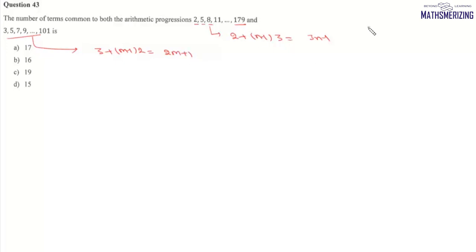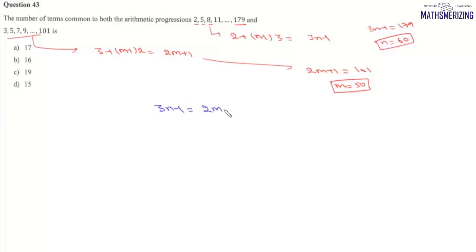Now in this first series, 3n minus 1 is equal to 179. So the value of n is 60. So there are 60 terms in this first sequence, and in this second sequence, which is 2m plus 1, it goes up to 101. So the value of m is 50. So in the second sequence, there are 50 terms. Now we need to find the number of terms common to both the arithmetic progressions. So for this first AP, its general term is 3n minus 1, and for the second one, it is 2m plus 1. So we have to find integral values of n and m so that 3n minus 1 must be equal to 2m plus 1.